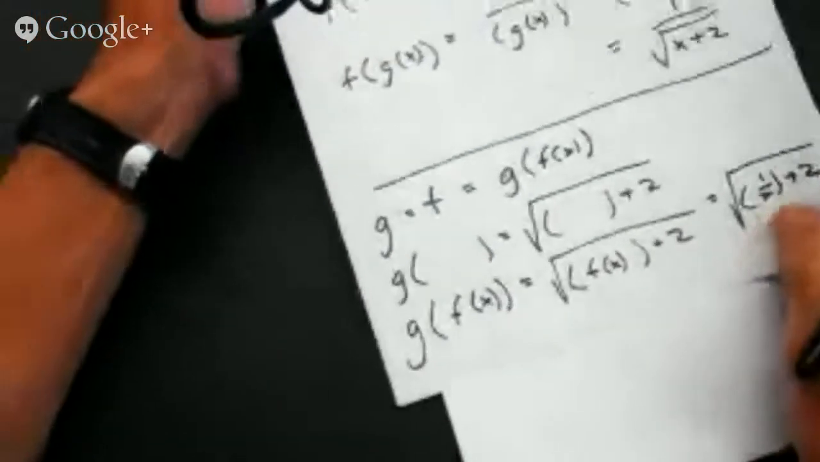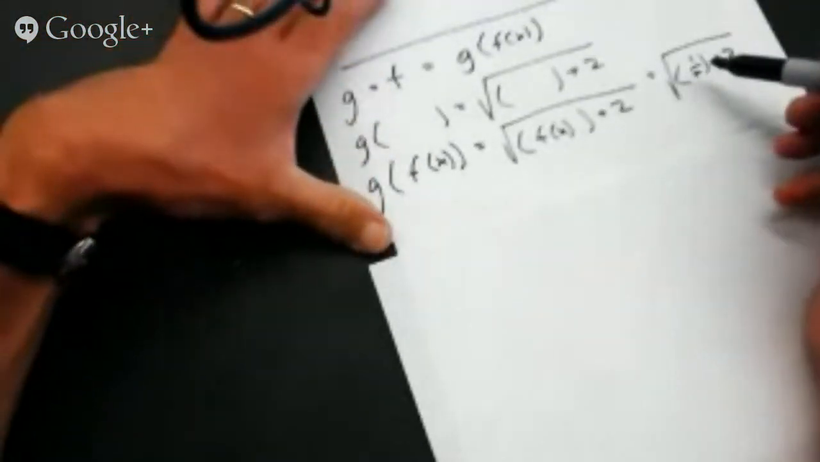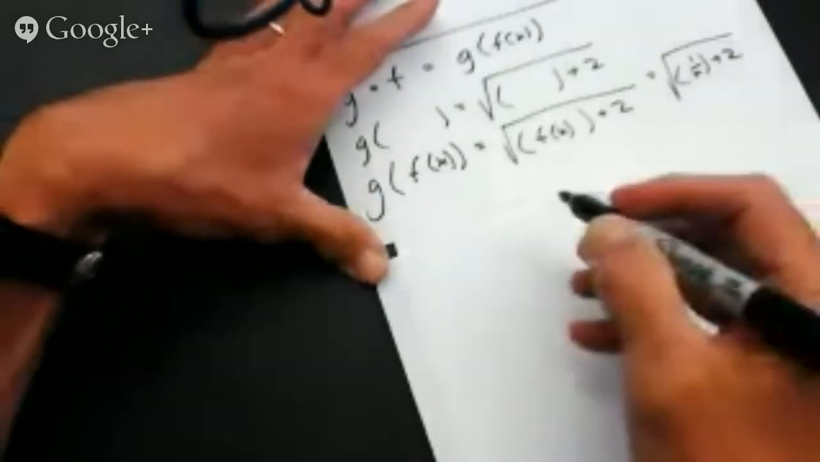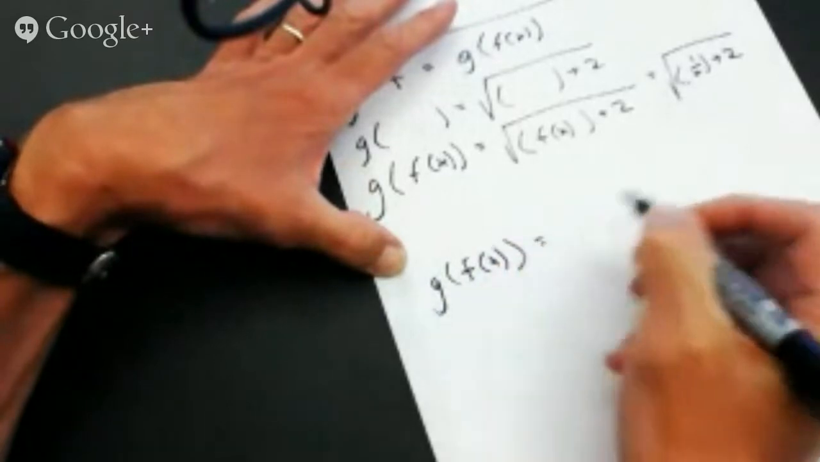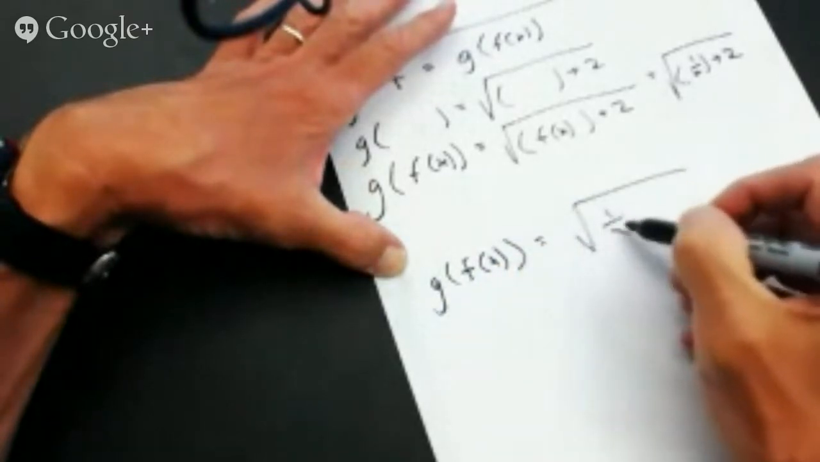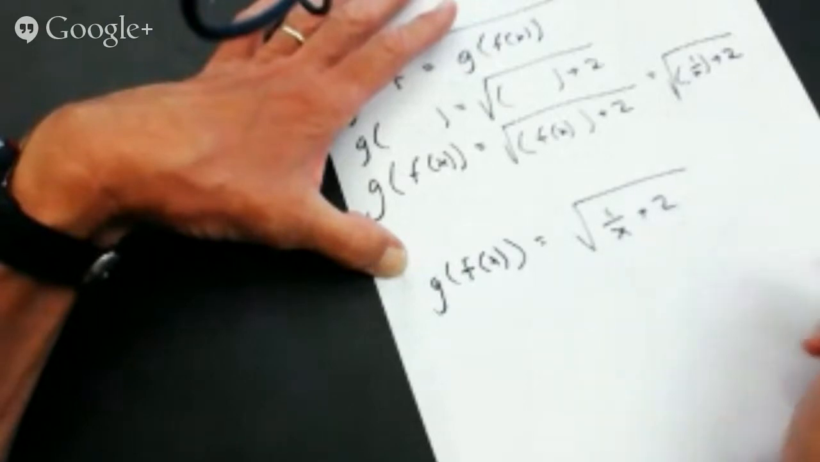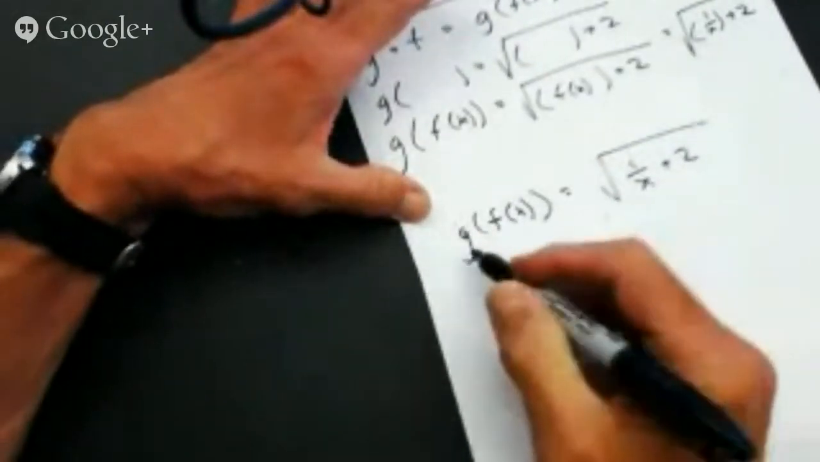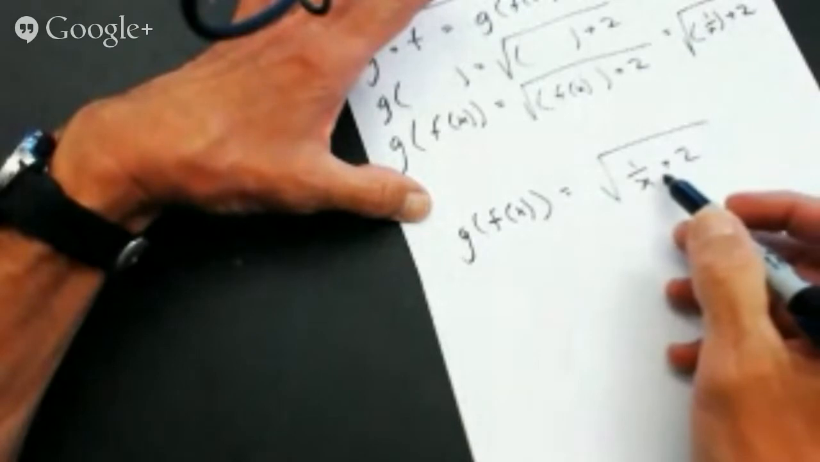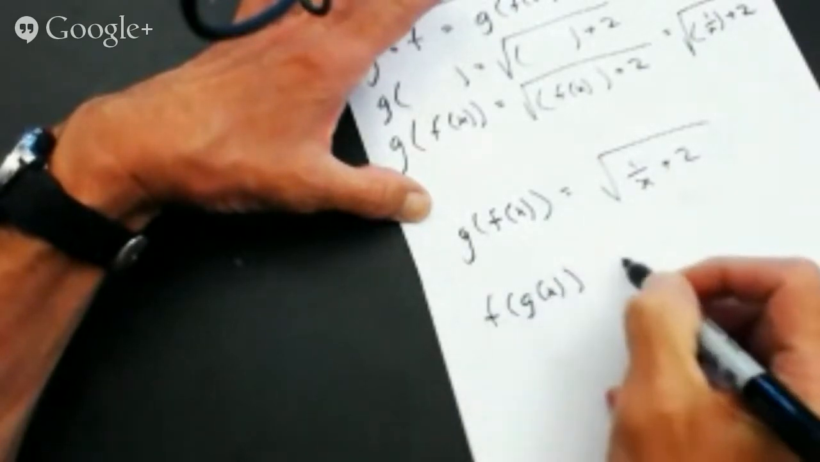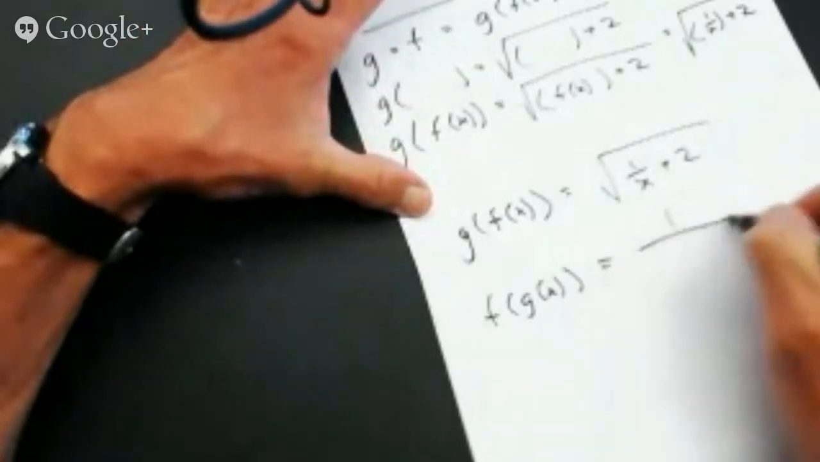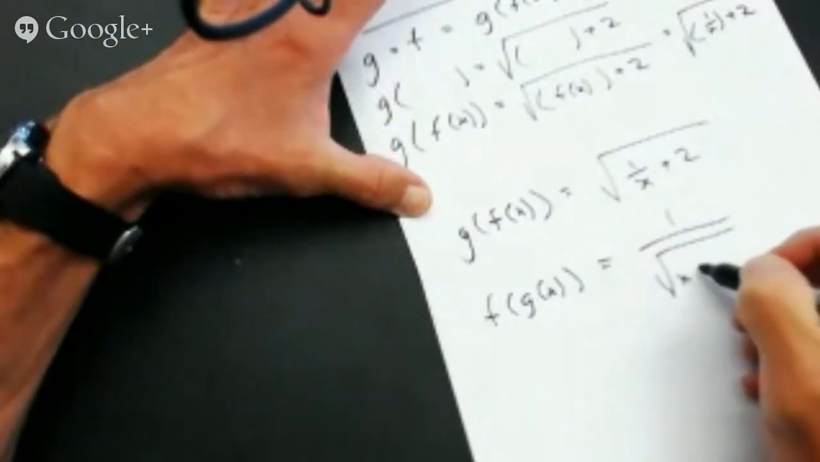Okay, so we're going to simplify that slightly, and the parentheses aren't really doing anything there, so I just get rid of the parentheses and I say g of f of x is equal to the square root of 1 over x plus 2. So of course you're going to notice that g of f is equal to this radical 1 over x plus 2, while f of g is equal to 1 over the square root of x plus 2.